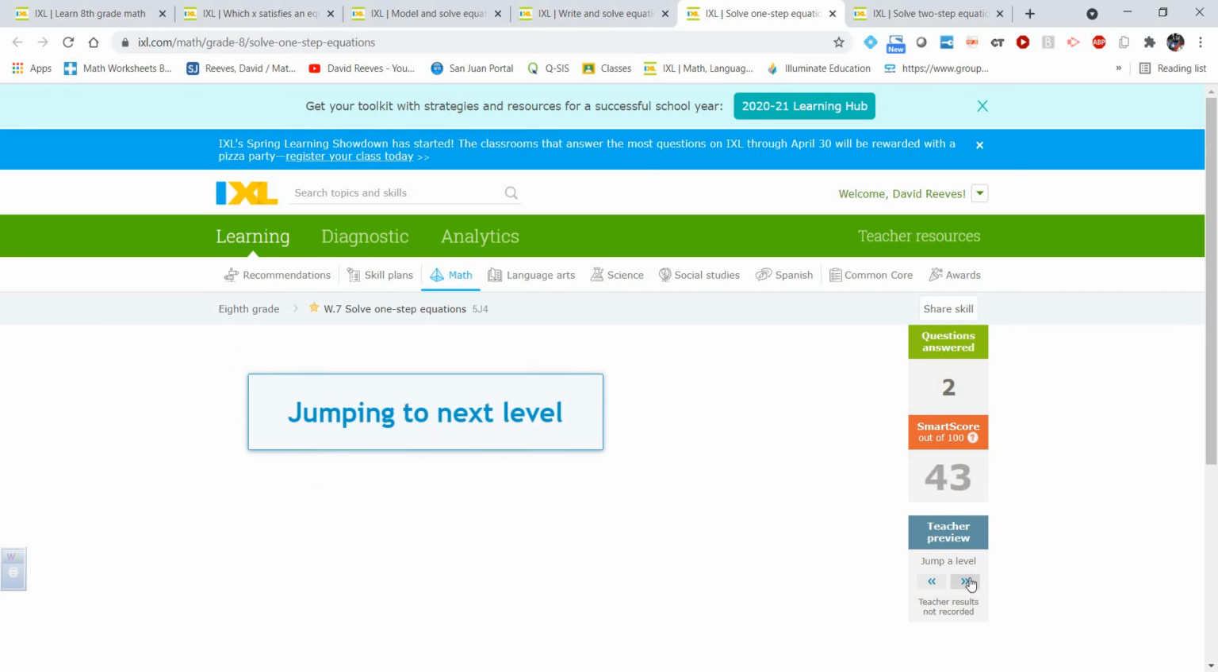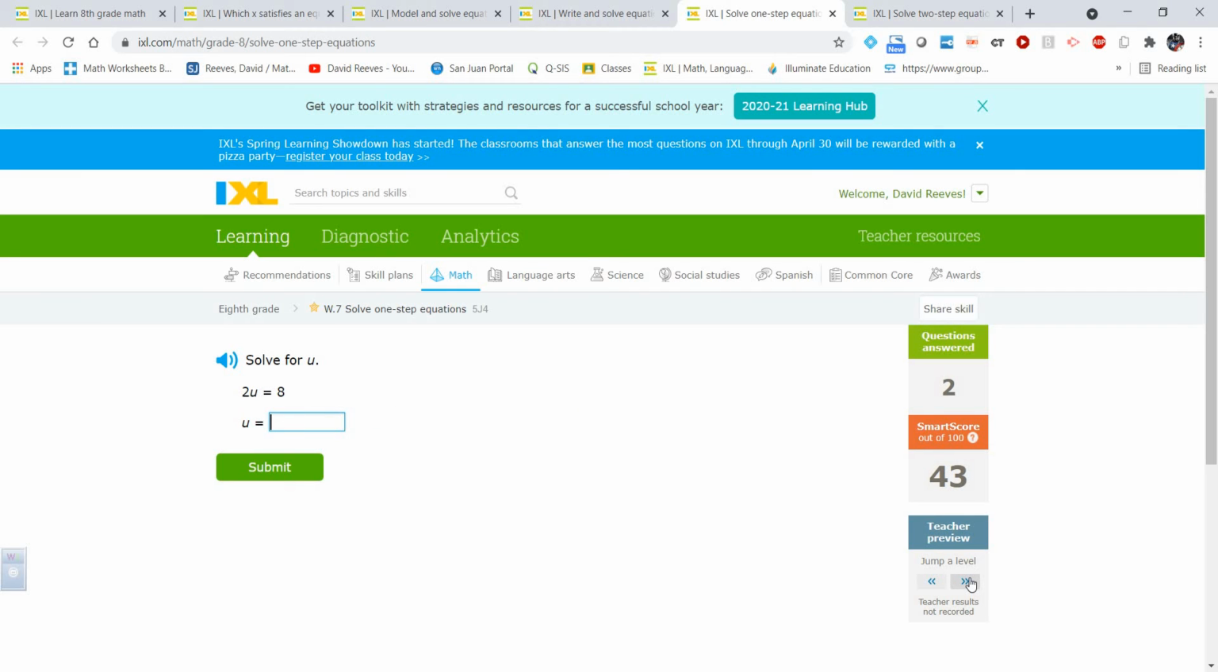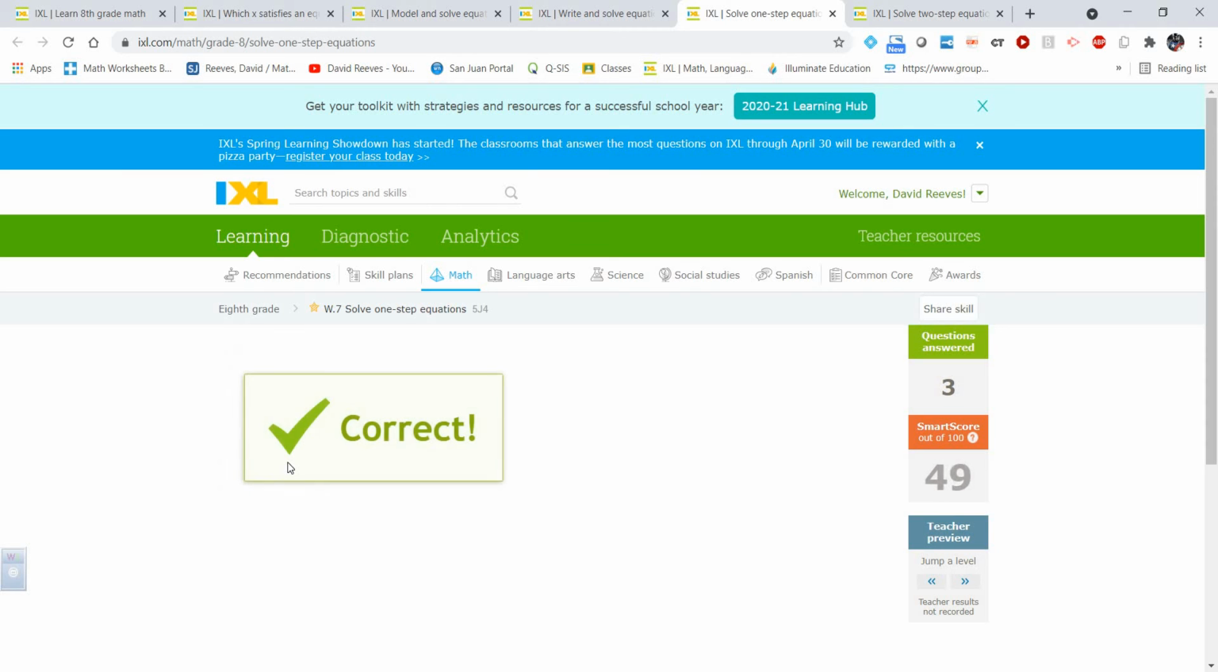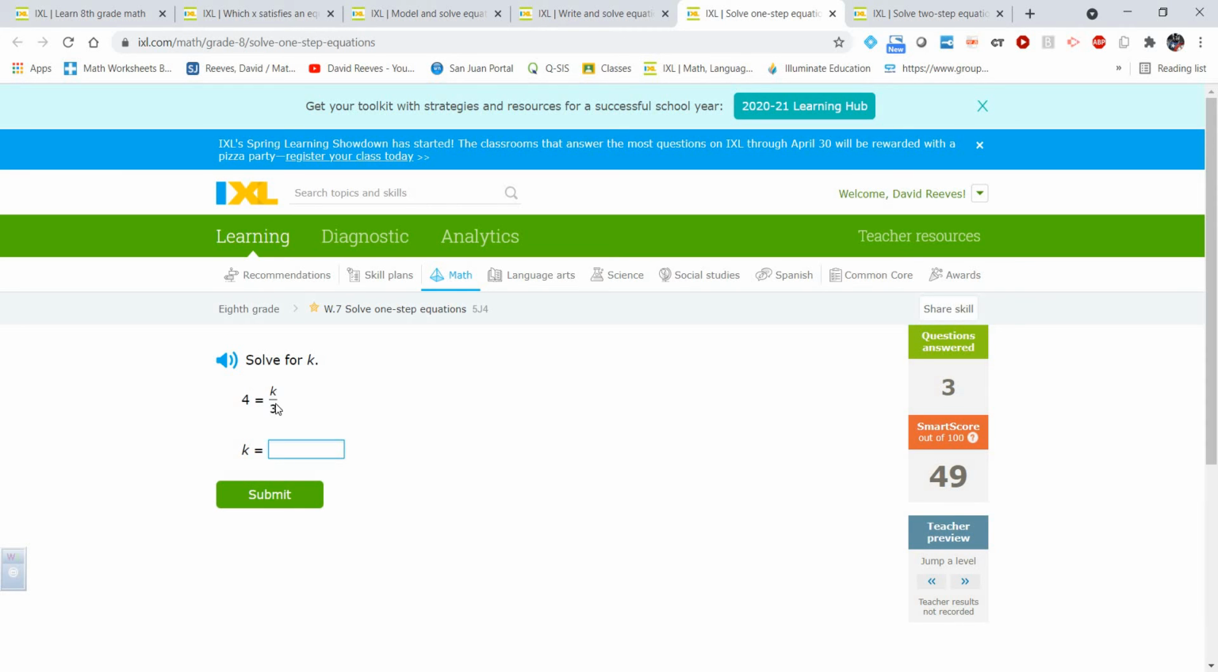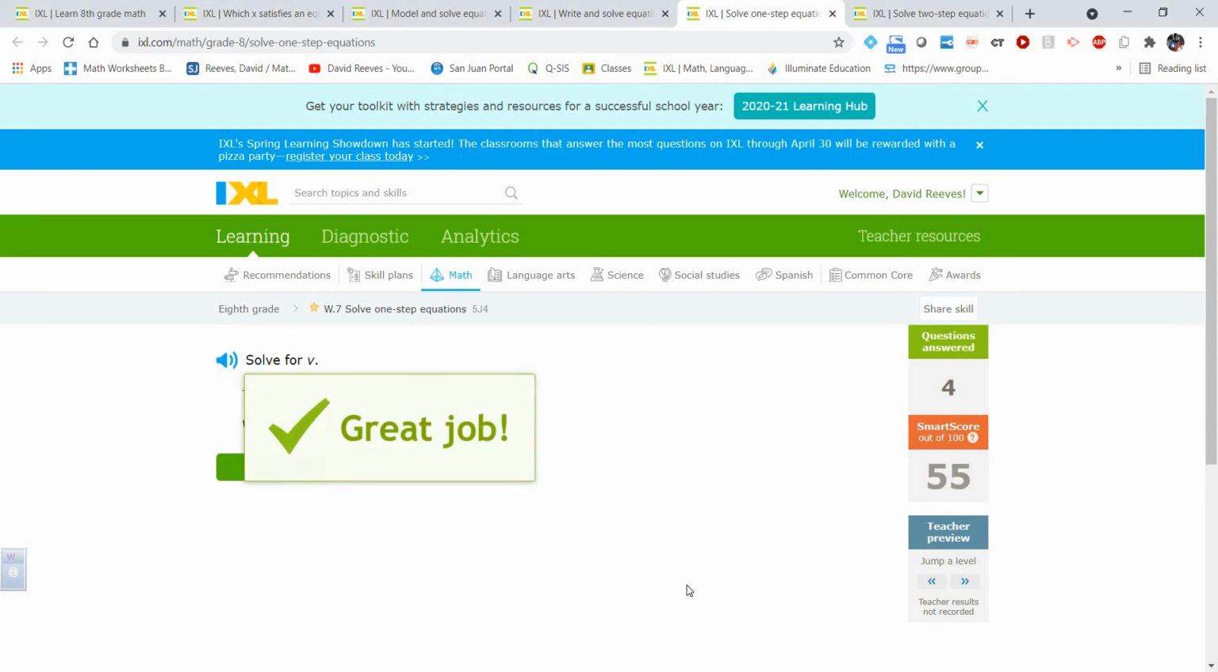All right, let me skip up to the next level. I think what happens is the numbers just get a little more complicated, but in this case it's not. 2 times something is 8. 8 divided by 2 is 4. Something divided by 3 is 4. The opposite or inverse of dividing is multiplying, so 4 times 3 is equal to 12. And again, you can use a calculator if you need some help with negative numbers or if they throw some fractions or decimals at you.